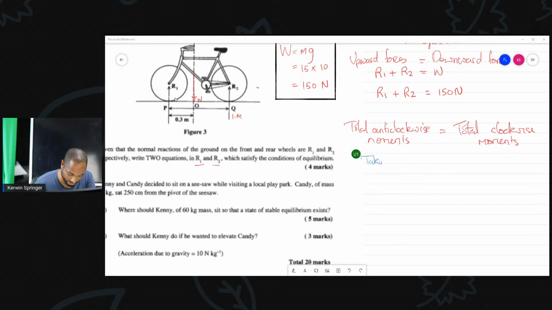If I'm taking moments about P, then P is over here, so any force at P is neglected because it's at zero distance. R1 is not creating a moment if I'm using P as the pivot. The moment here will be W by 0.3, with W trying to turn it clockwise, and R2 trying to turn it anti-clockwise. So anti-clockwise would be 1 times R2, which is equal to W by 0.3. So 1 by R2 is equal to W by 0.3.